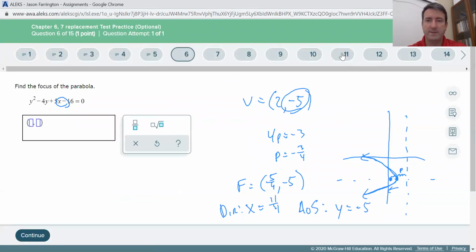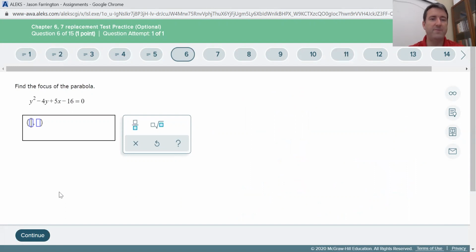All right, number 6. Find the focus of the parabola. So in order to do this, we first need to put this into standard form, which means that we're going to have to complete the square here. So what I'm going to do is leave the y's on one side, because the y is being squared, and get everything else to the other side of the equation.